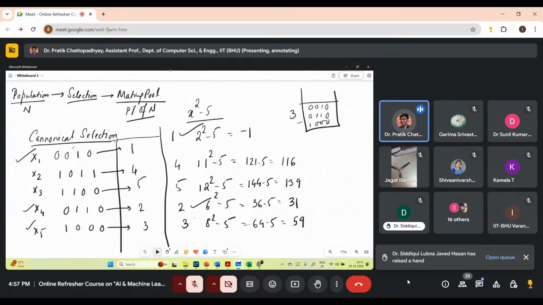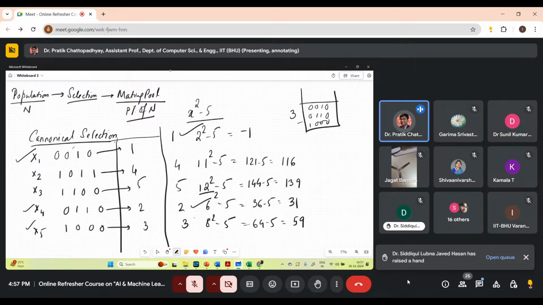Okay, so this has both advantage and disadvantage. The advantage is that we are losing the bad solutions. So this 12 is a very bad solution, I am losing it. I am just keeping these 3.